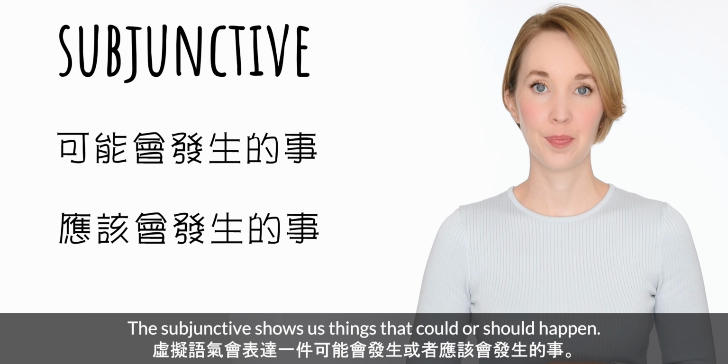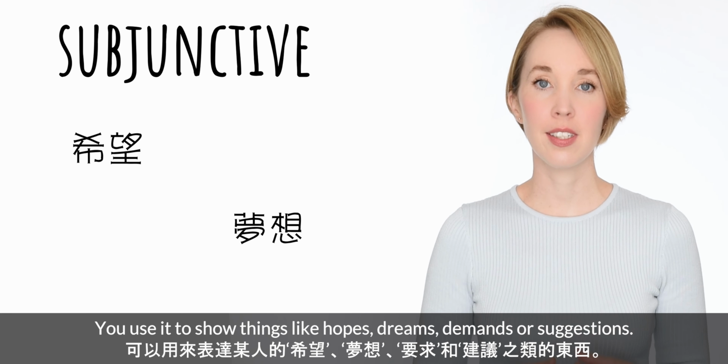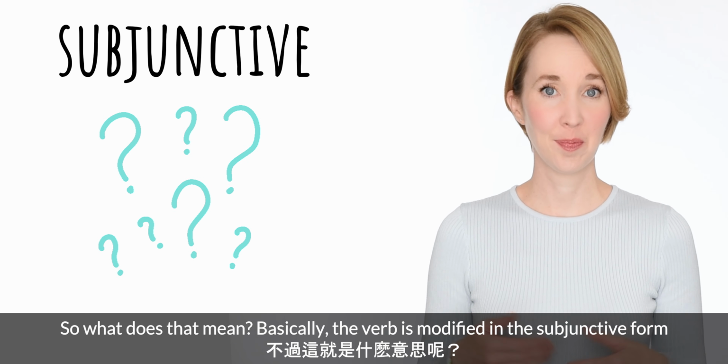The subjunctive is a form of verb used in formal speech or formal writing. Now the key word here is formal. Very. The subjunctive shows us things that could or should happen. You use it to show things like hopes, dreams, demands, or suggestions. So what does that mean?